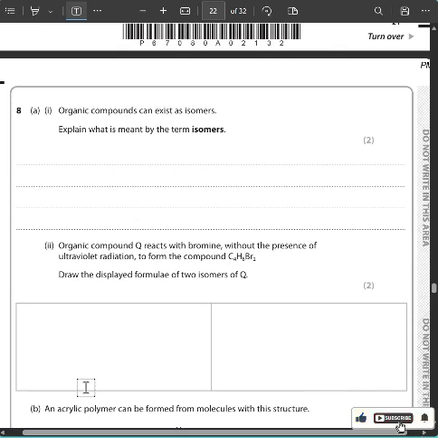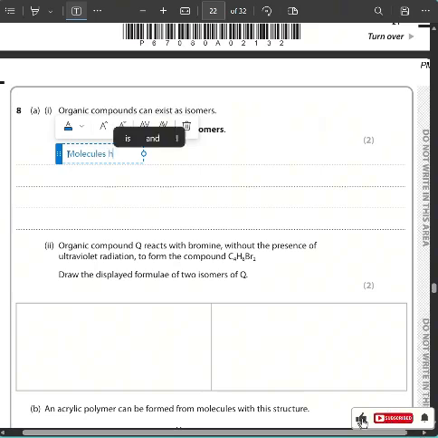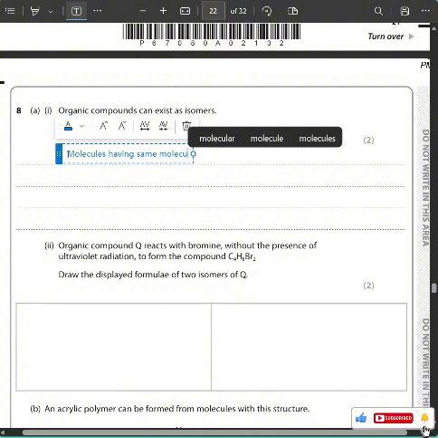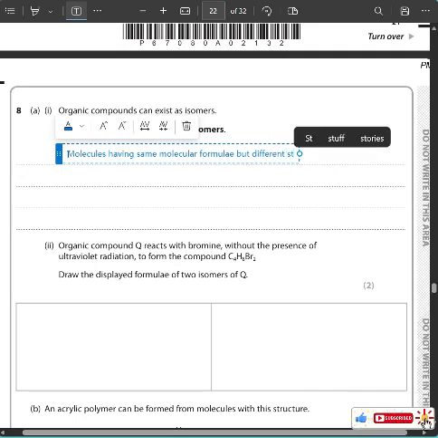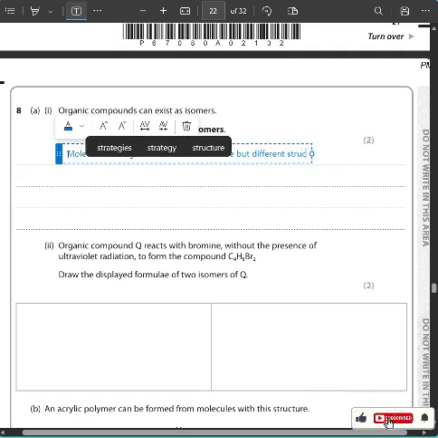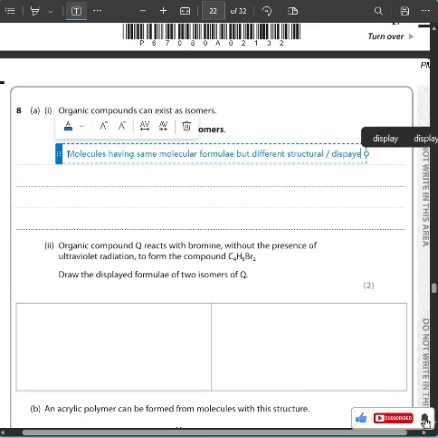Okay, eighth question. Organic compounds can exist as isomers. Explain what is meant by isomers. Isomers are molecules having the same molecular formula but different structural or displayed formulae.